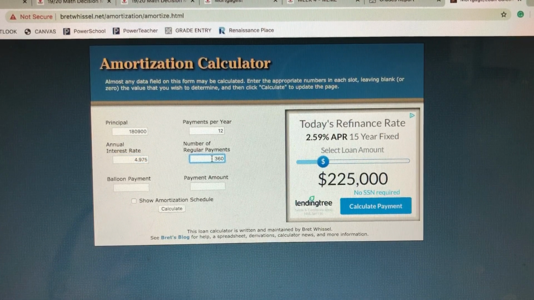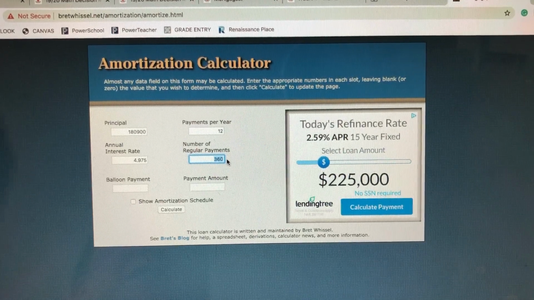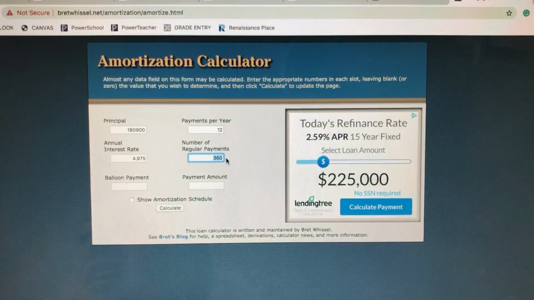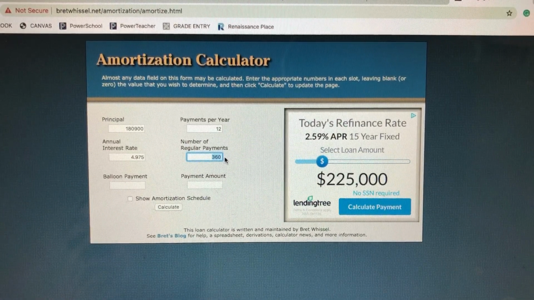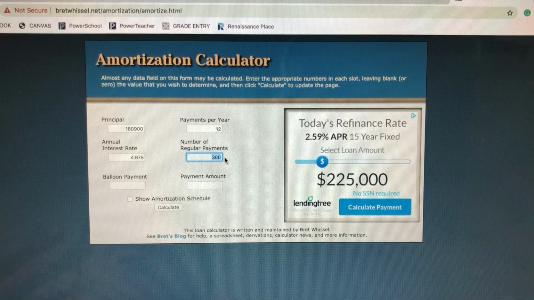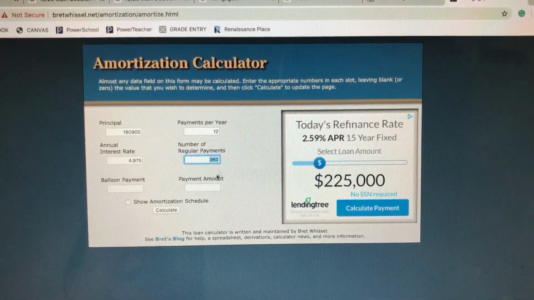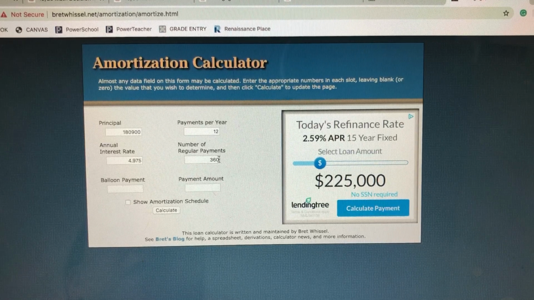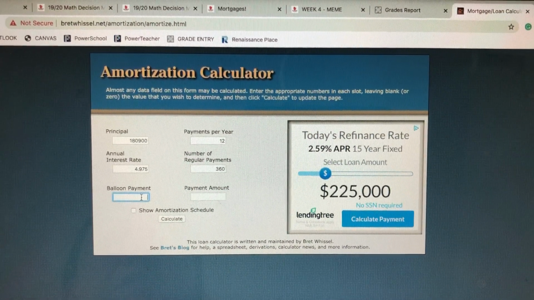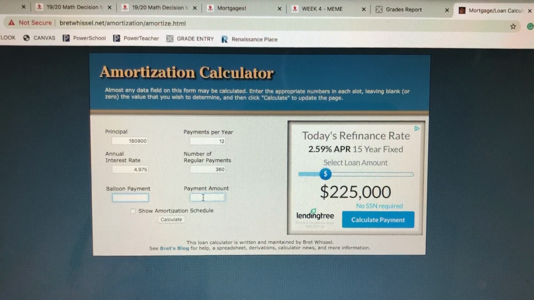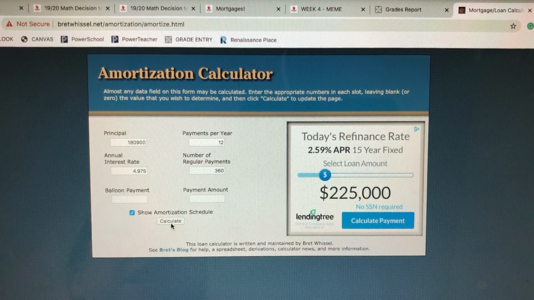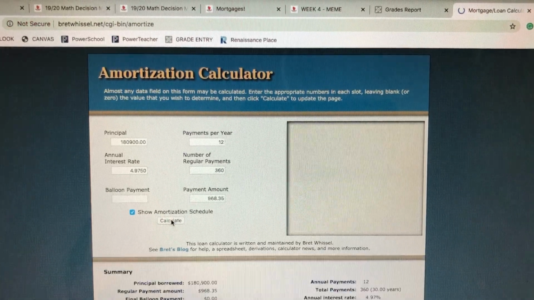The number of regular payments, what this means is you need to figure out how many months. If it's a 30-year loan and you're paying every month for 30 years, you're going to do 30 times 12 to get the number of months because there's 12 months in a year, which you're going to get 360. So 360 is already there. That just tells you that 30 years is pretty standard for a mortgage. The balloon payment, don't worry about it. Payment amount, don't worry about it. And I want to see the amortization schedule. So I'm going to click that box right there and I'm going to click calculate.